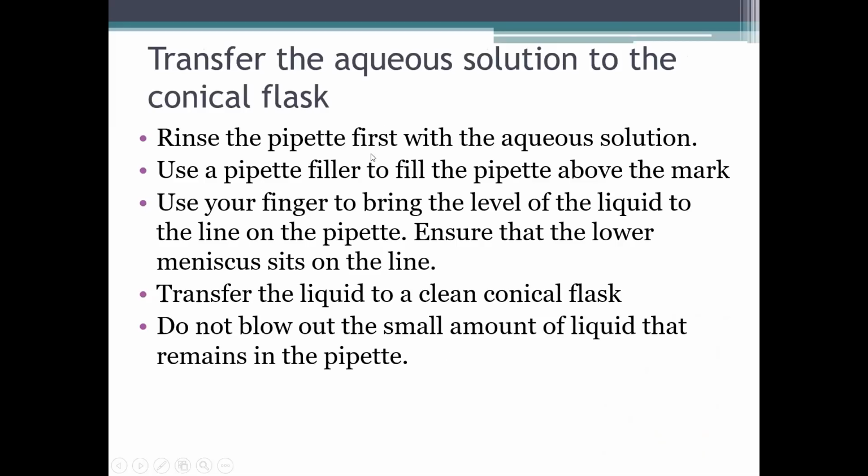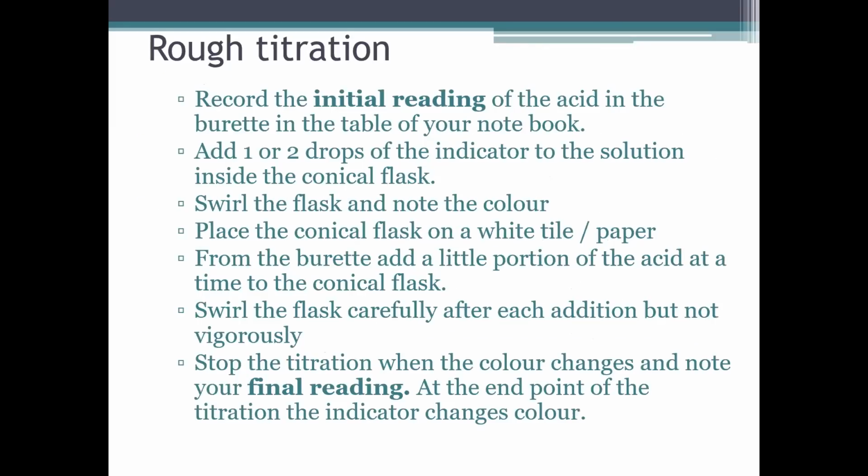So now you also rinse your pipette first with your base, and you use the pipette filler to fill the pipette and make it to the line on the pipette. And also, like I said before, ensure that the lower meniscus sits on the line, and you transfer your liquid to the clean conical flask. Do not blow out the small amount of liquid that remains in the pipette. As soon as you release your pipette filler and everything drains out, you don't need to heat the pipette or blow it out. That gives you the accurate volume that the pipette has been calibrated to deliver.